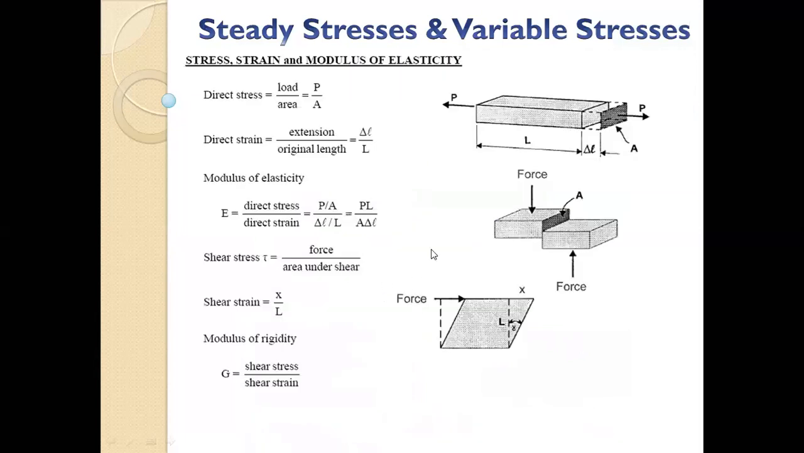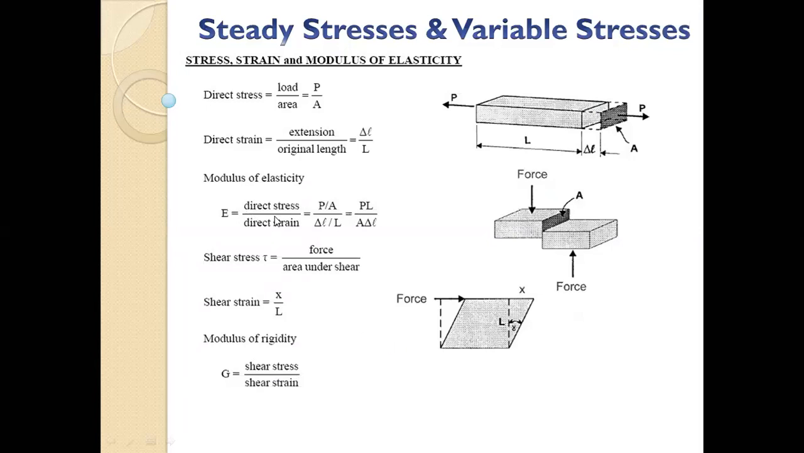Okay, again coming back to the previous thing, shear stress. Now shear stress is equal to force upon area under shear. So it's basically a similar thing, but here the area will be different. For the shear stress, the area will be different. And modulus of rigidity is shear stress upon shear strain. Modulus of rigidity is an important thing which we will be using throughout, and its symbol is G. It is shear stress upon shear strain.